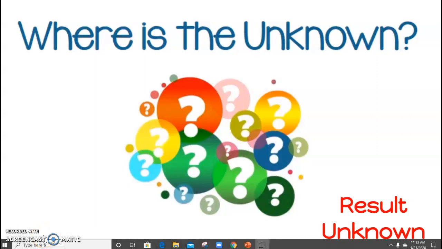Today we're going to be looking at where is the unknown in the problem. In addition and subtraction, the unknown can be in any position in the problem. Let's look at an example.